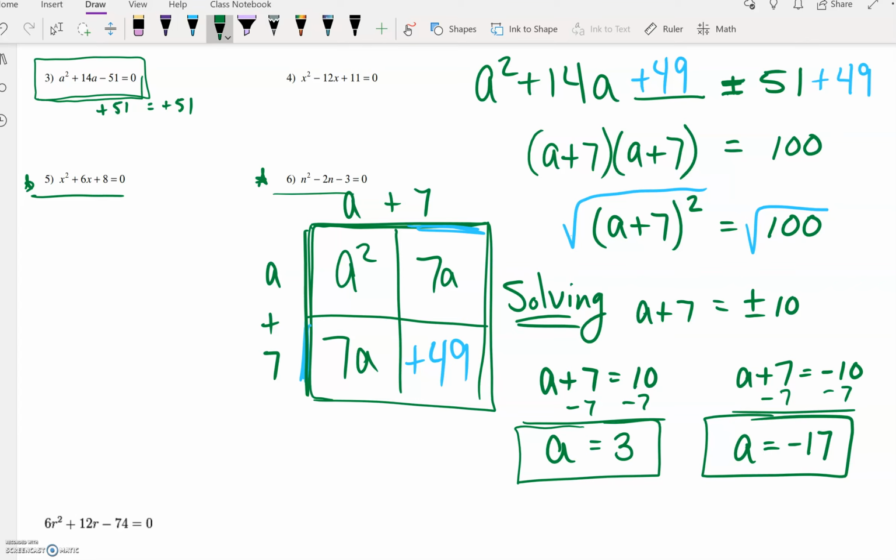And in the next video, I think what I'll do is I'll go ahead and show you how to do numbers 5 and 6. And I'll also show you how to do one that's a little bit trickier if we do have a leading coefficient here that is not equal to 1.